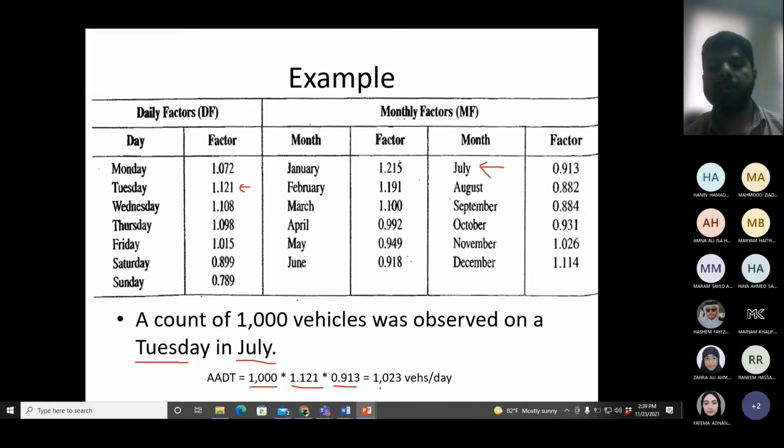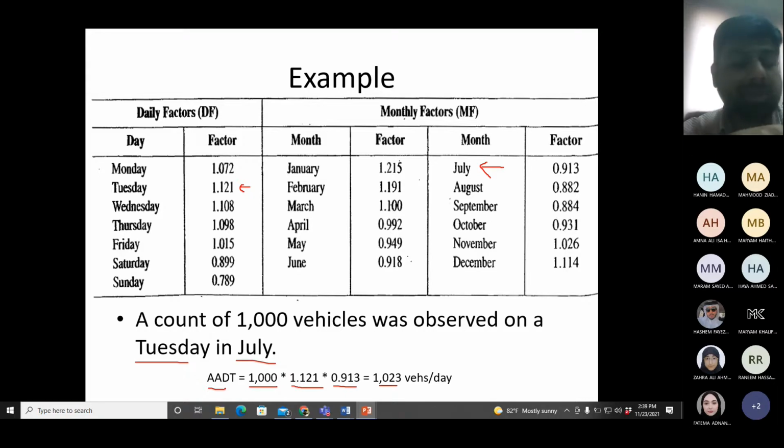Okay, so you multiply them, you get 1023. Now, what is 1023? It is the average annual daily traffic of the point on which this count is taken. Okay. So now you can see why we were trying to group the factors together.